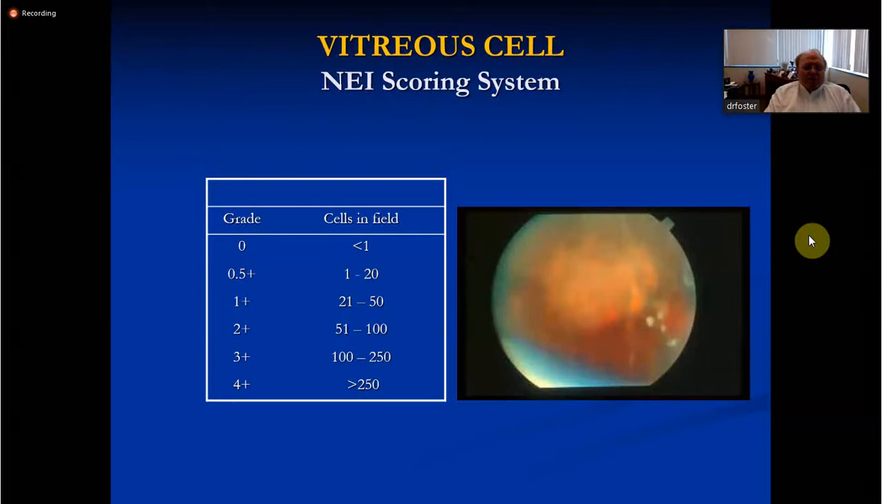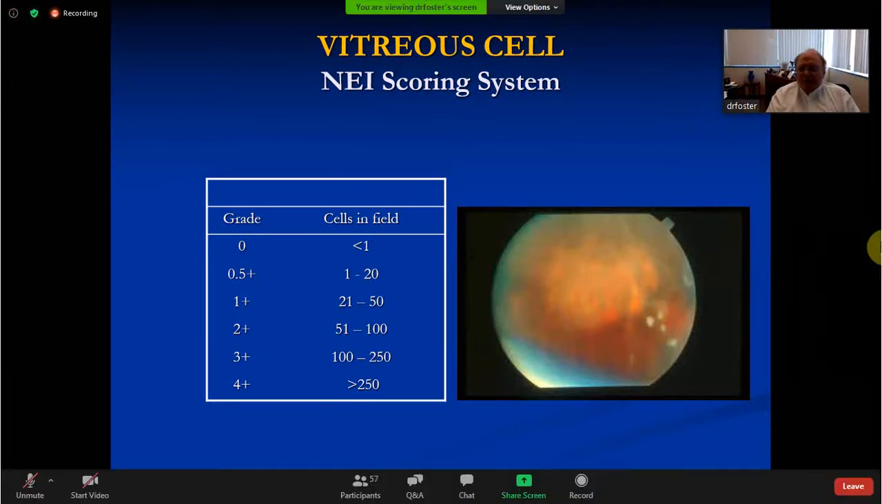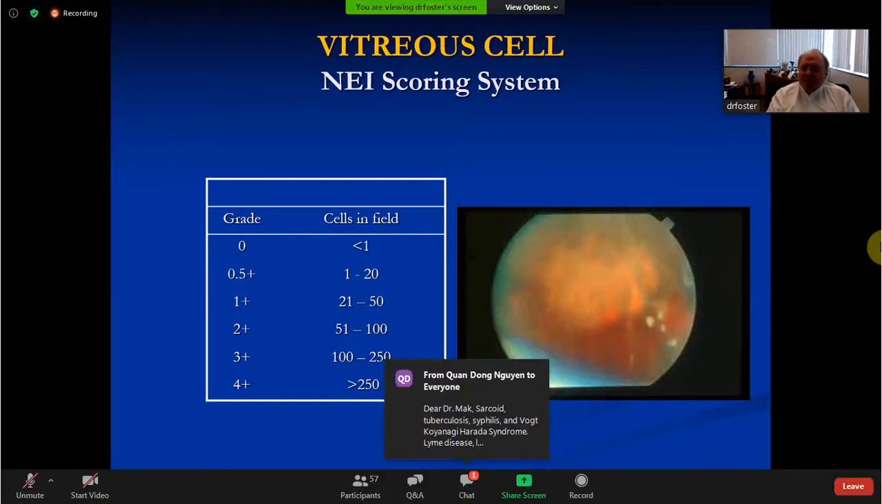Grading the cells in the vitreous is not at all easy. Attempts have been made by my group and by Nussenblatt's group at the National Eye Institute. And so all I can say on that score is that one should give their best effort at describing the number of cells in the vitreous if you can.